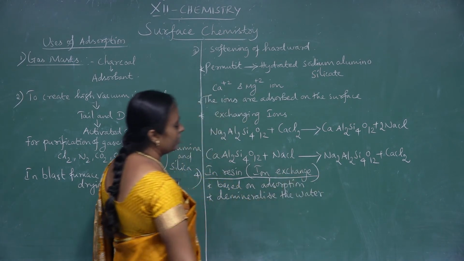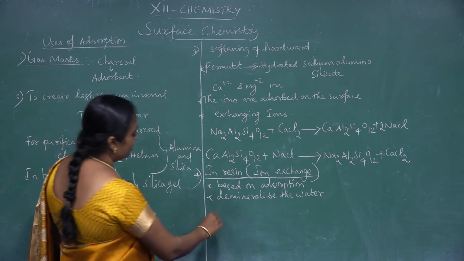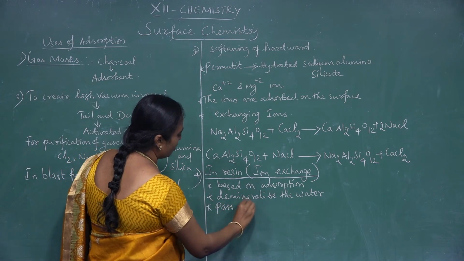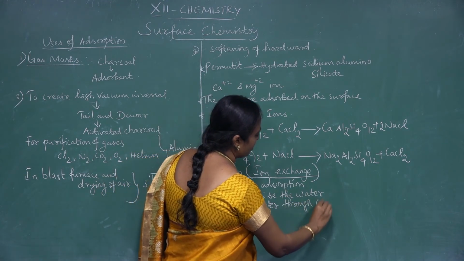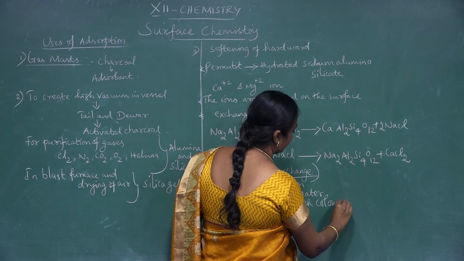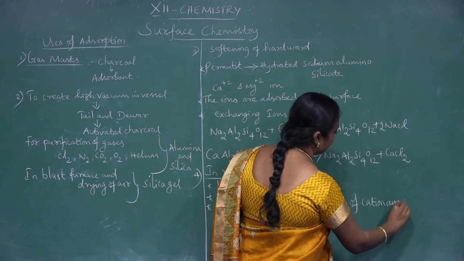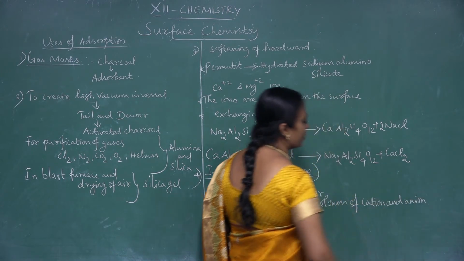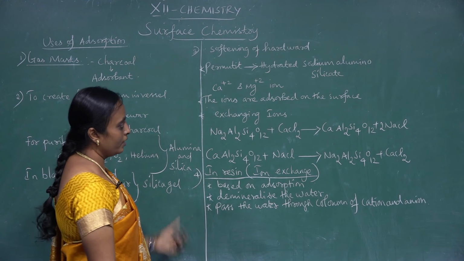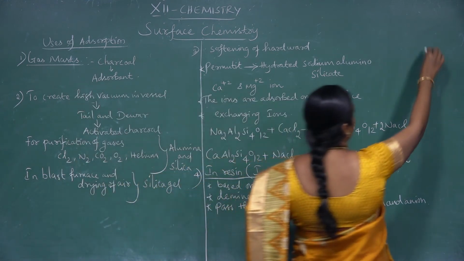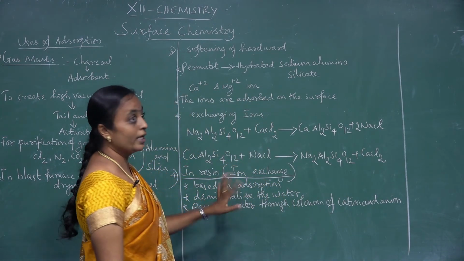In the same way, here there will be a passage of water through the column. We just have to pass the water through a column of cation and anion. Okay, and this cation and anion will be exchanging the ions. Now I will give you examples of resins that will exchange their ions.